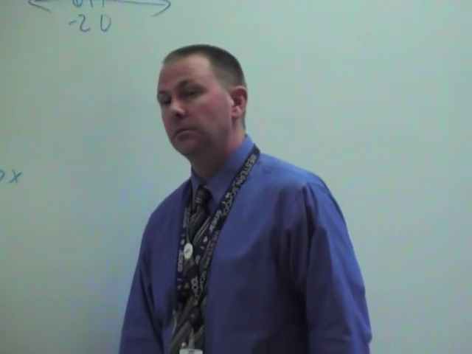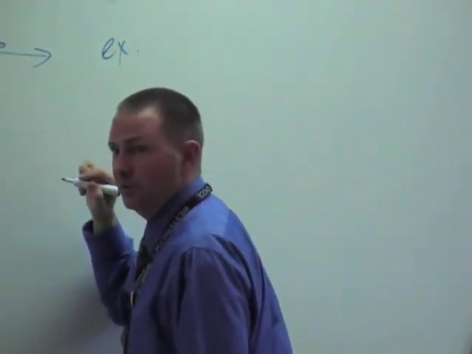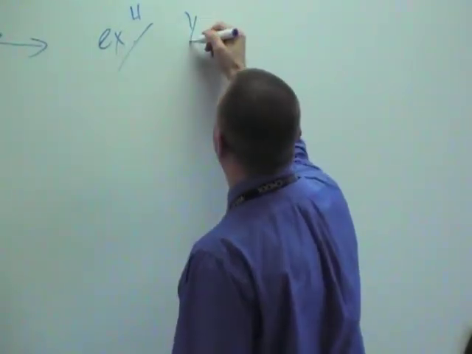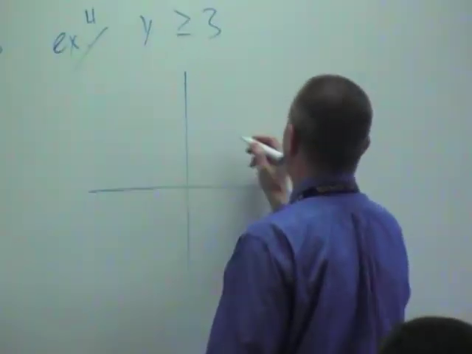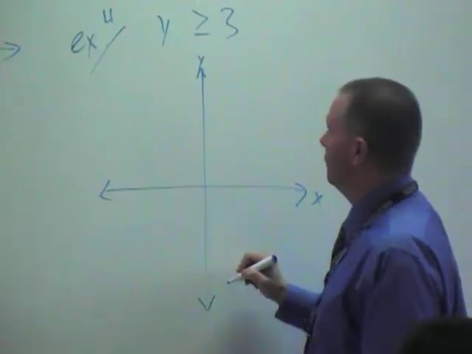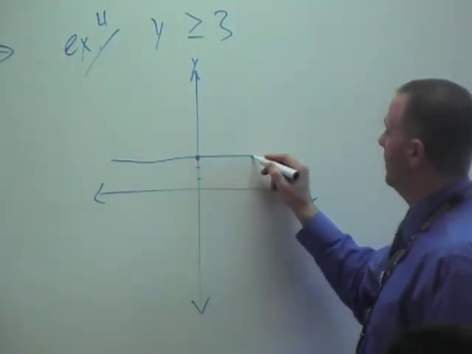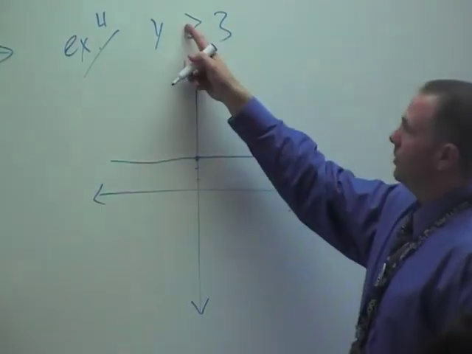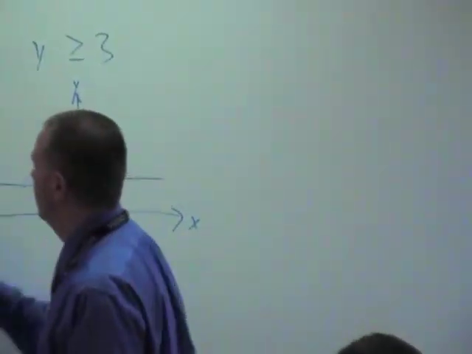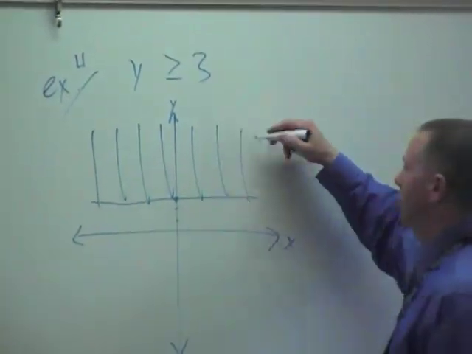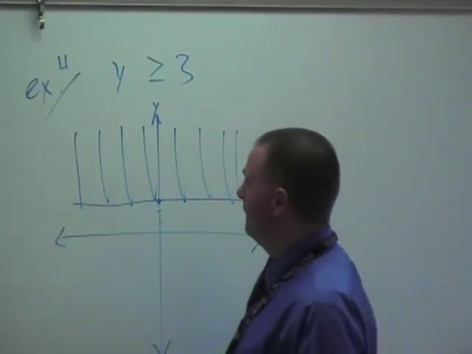What if it was y? Then it's still above and below. So example 4: y is greater than or equal to 3. It's a horizontal line going through the y-axis at 3. It's equal to it, so it's a solid line. It's greater than, so shade above. Got it? Because 0 is not greater than 3.